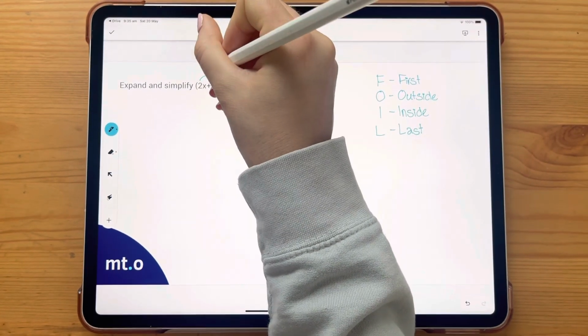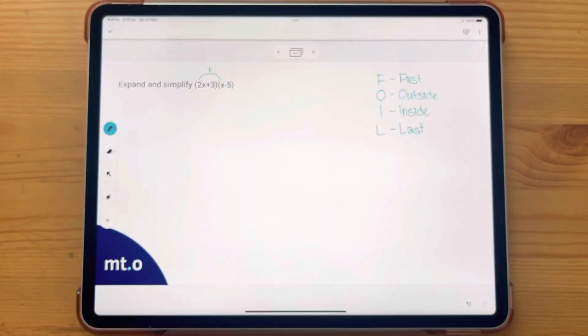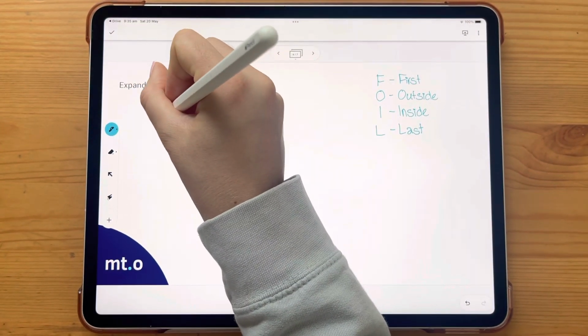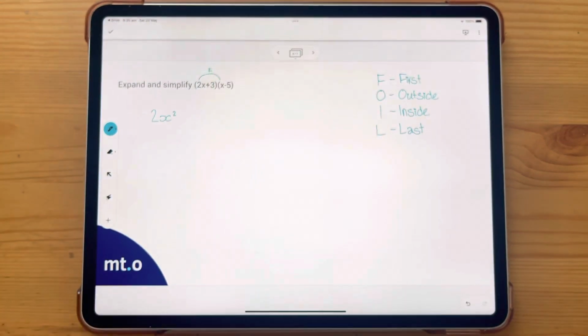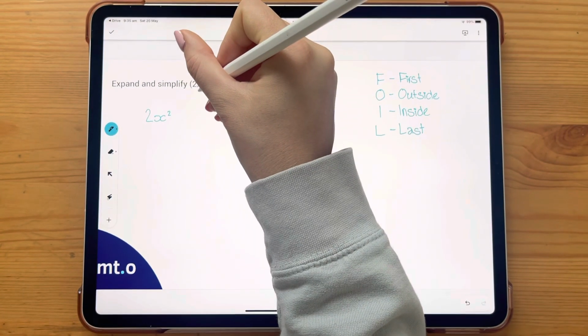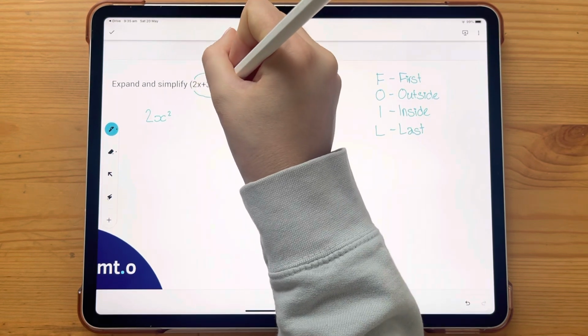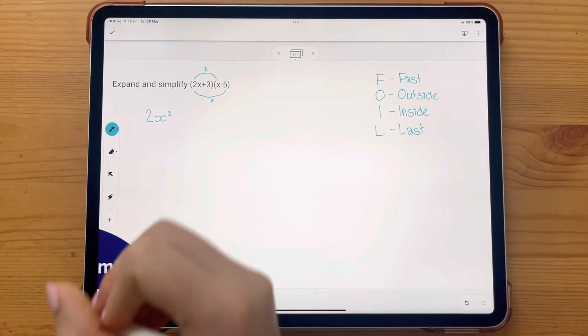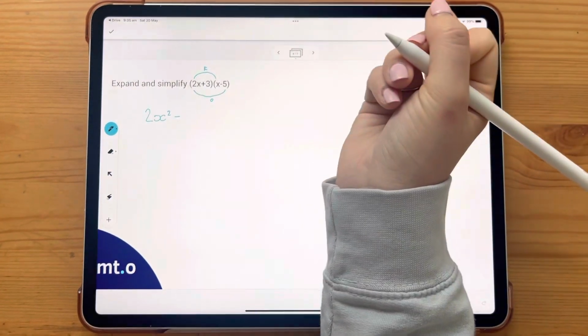So to start with, the first terms that we have is 2x multiplied by x. So that is going to give us 2x squared. Next up is O for outside, so we're going to be doing 2x multiplied by minus 5. So a plus times a minus makes a minus, 2 times 5 makes 10, and then we've got the x as well. So it's going to be minus 10x.